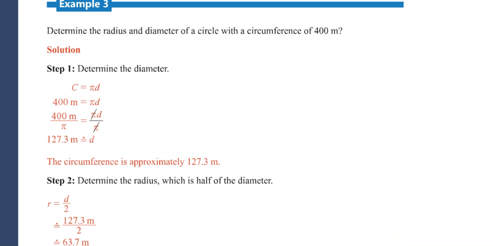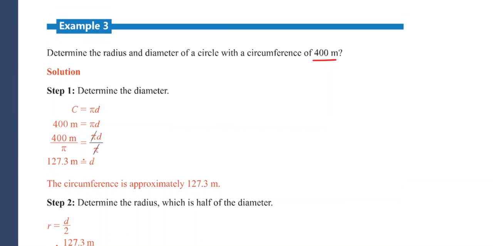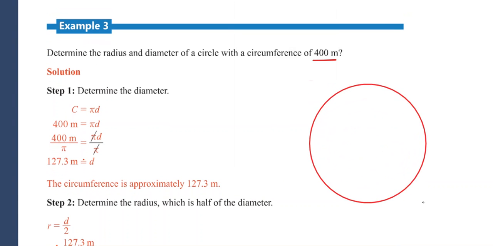All right, now we're going to get a little tougher. It says determine the radius and diameter of a circle with a circumference of 400. So they're changing it up on us now. So we've got a circle, and we know the circumference of this circle, all the way around the outside, is 400. They want to know the diameter and the radius. So we're going to say, okay, circumference is equal to pi times diameter.